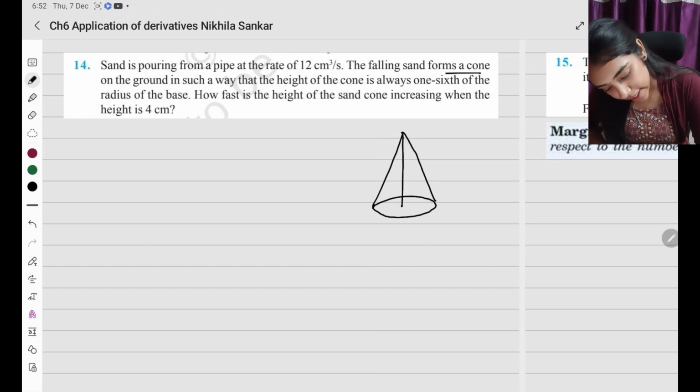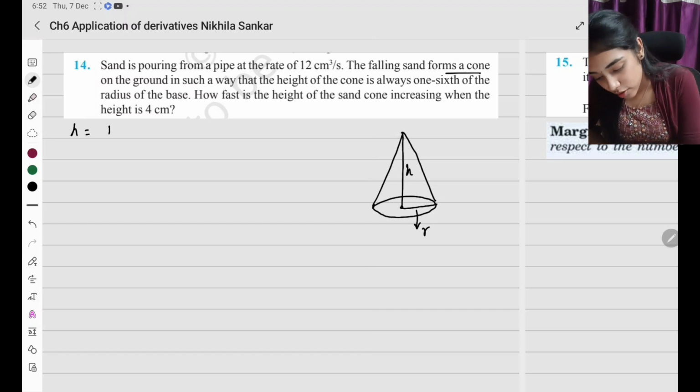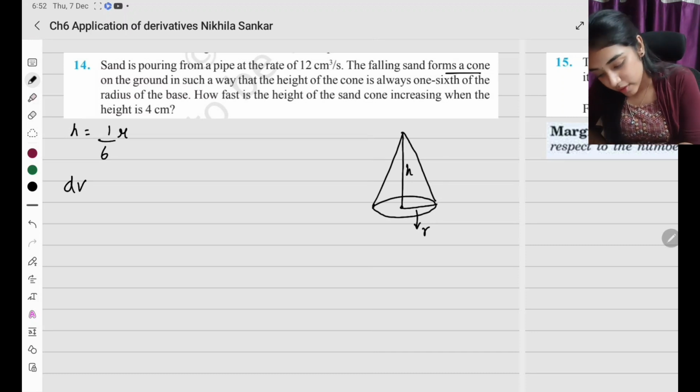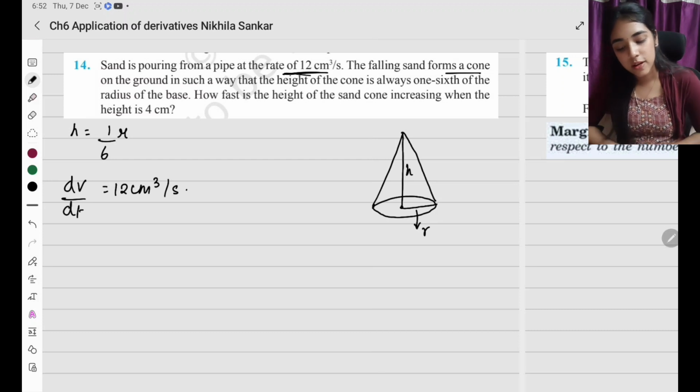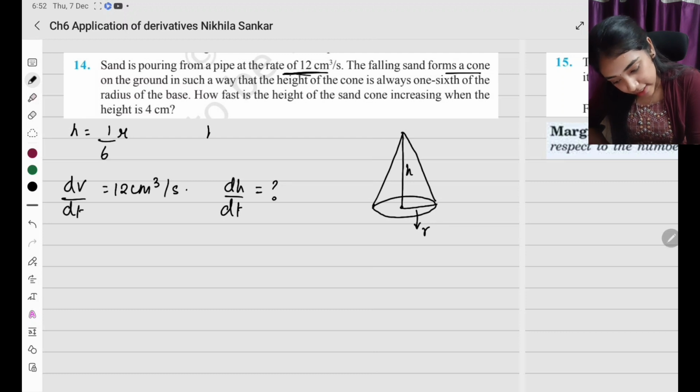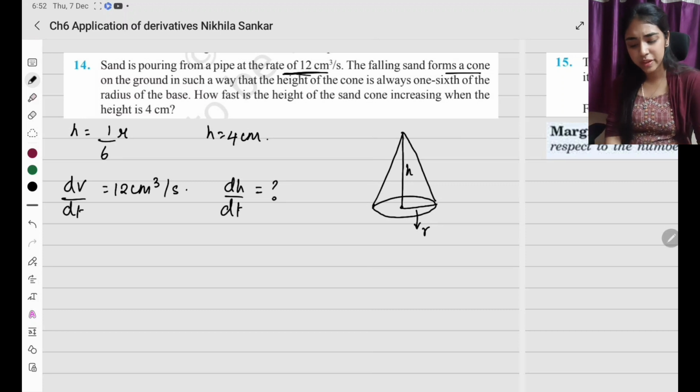So you have the height of the cone and the radius of the cone. Let me take the height to be h and the radius to be r. It is given that the height of the cone is 1/6 the radius of the base. And the volume is also given. So volume changes at a rate of 12 centimeter cube per second. Sand is pouring from the pipe at a rate of 12 centimeter cube per second. So dV by dt is given. Height and radius are given. And how fast is the height of the sand cone increasing? So dh by dt when the height is 4 centimeters. So you have to find dh by dt.